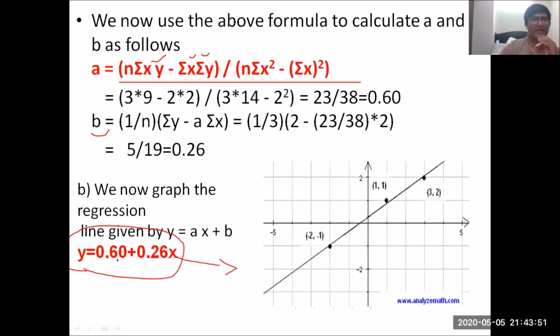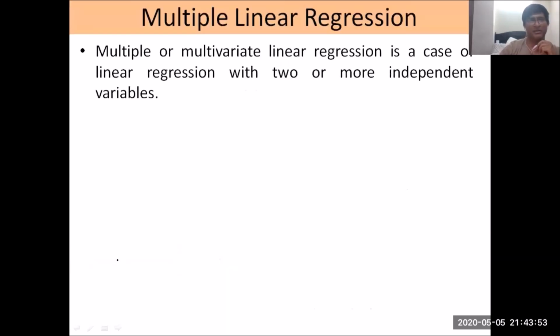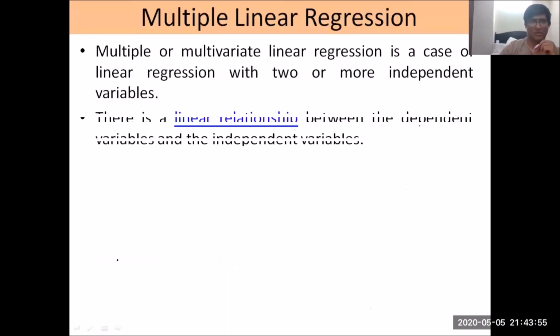Similarly, we can have multiple linear regression models. The concept would remain the same. The only difference this time is that we have more than one independent variable, that is, more than one predictor. In simple linear regression, we had only one predictor.